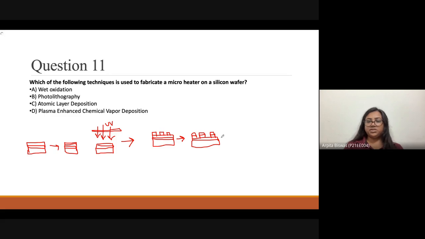In the next process, we dip this wafer into acetone to remove the remaining photoresist. So this is the oxide layer, and this is the nickel micro heater. This is the process flow to fabricate the micro heater. So which process are we following? Here we follow the photolithography process. Okay, so next we move toward question number 12.